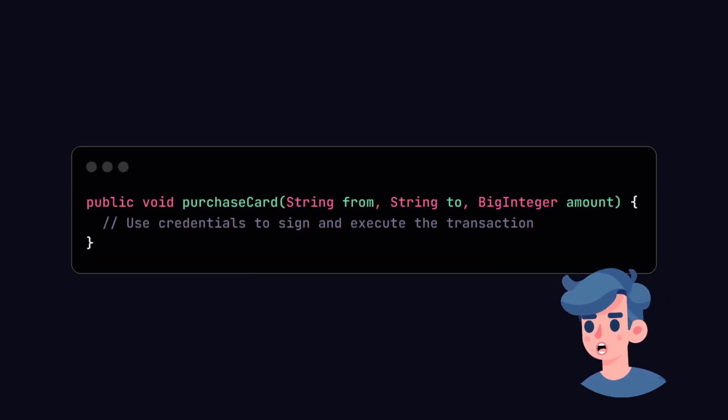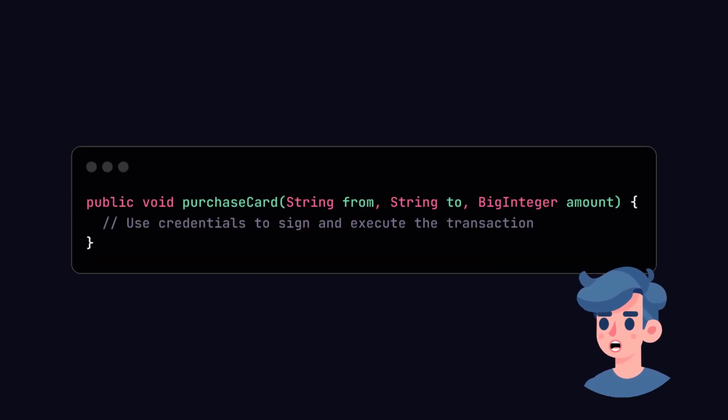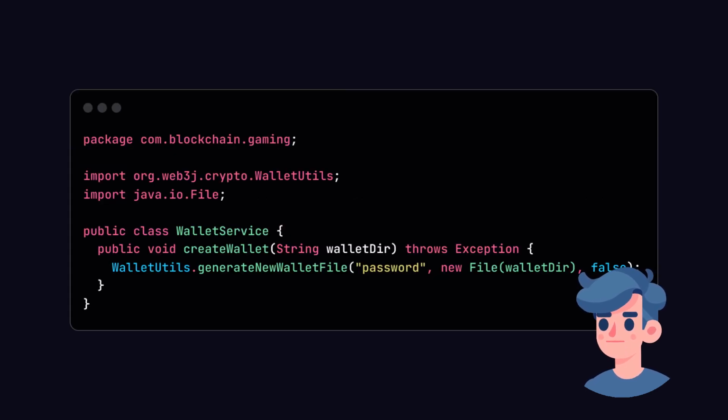Next, let's implement basic functionality to allow players to purchase cards. To do this, we need a transaction method that sends Ether from one player to another when a card is purchased. We will also need wallets for our players.